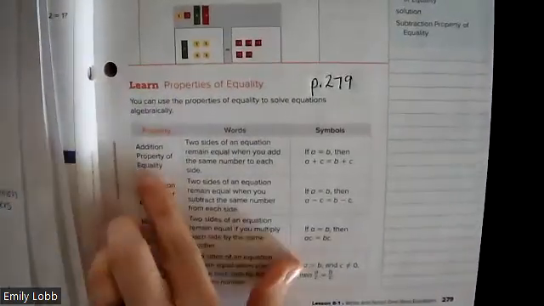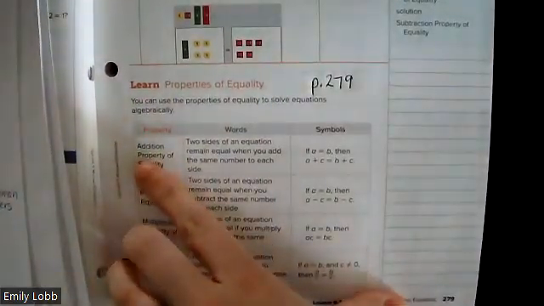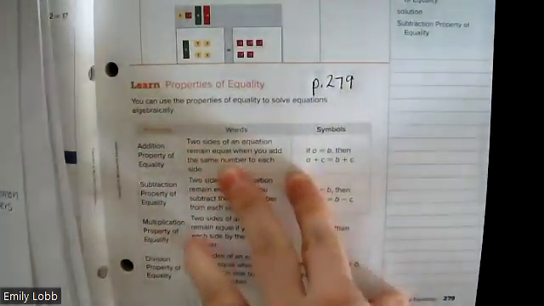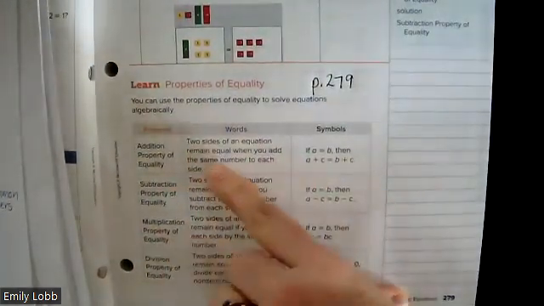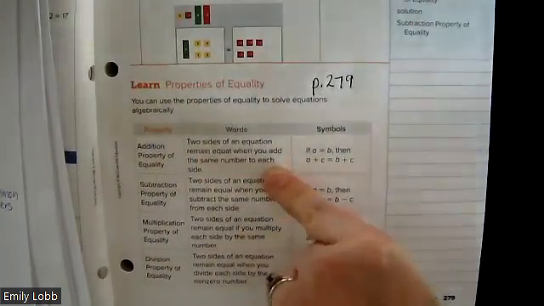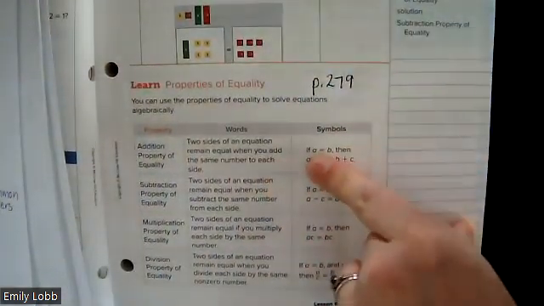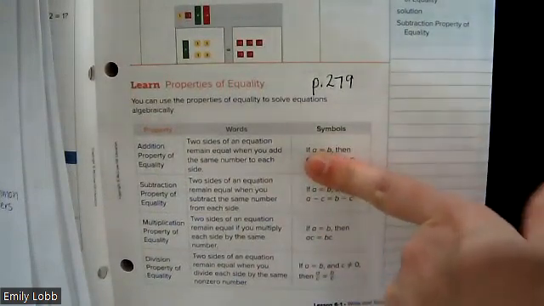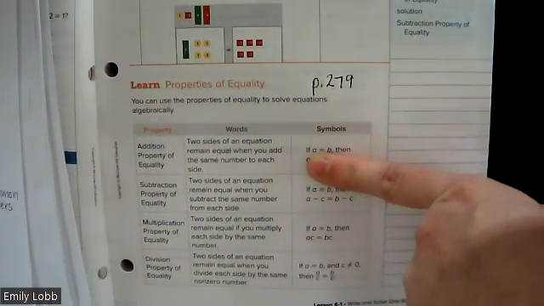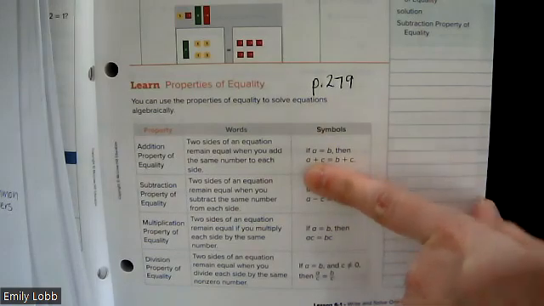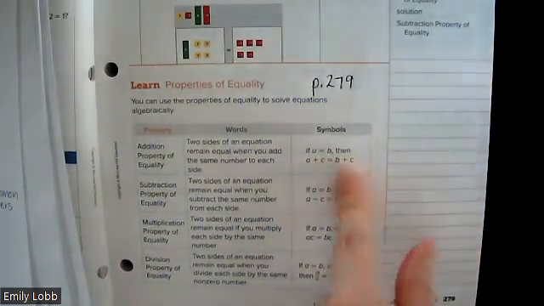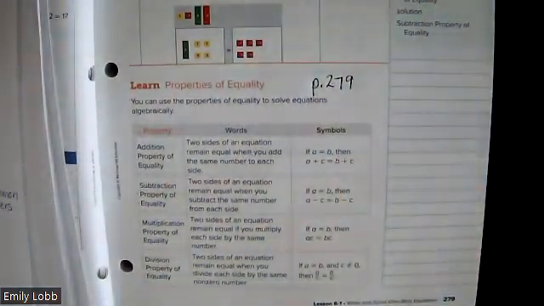All right, addition property of equality. There's two sides of an equation, and they remain equal when you add the same number to each side. So in other words, if you have an equation, you can change it as long as what you do to one side you do to the other. So if I add c to the left, I have to add c to the right side of the equal sign.